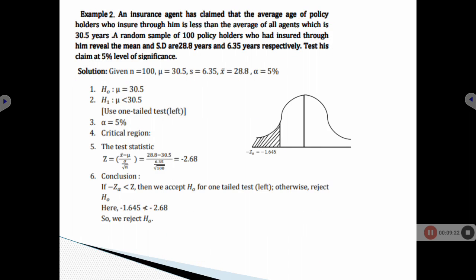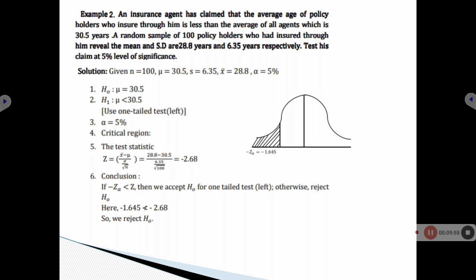Okay, the next sum is: an insurance agent has claimed that the average age of policy holders who insure through him is less than the average of all agents, which is 30.5 years. A random sample of 100 policy holders who had insured through him revealed the mean and standard deviation are 28.8 years and 6.35 years respectively. So test this claim at 5% level of significance.